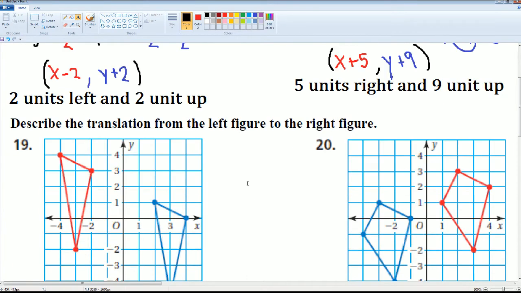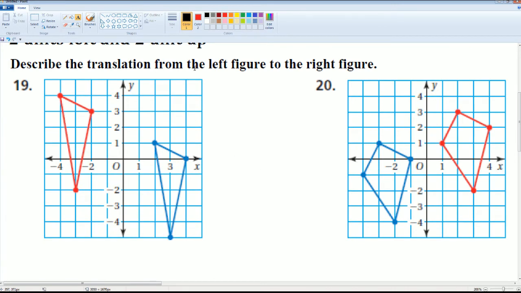Good? Alright, so describe the translation from the left figure to the right figure. Very easy. So it starts here, then it goes here. Normally, on the question there should be a letter, and the next one should be prime. Very simple. Let's show some arrows here. I think that would be easier. We just drew some arrows.